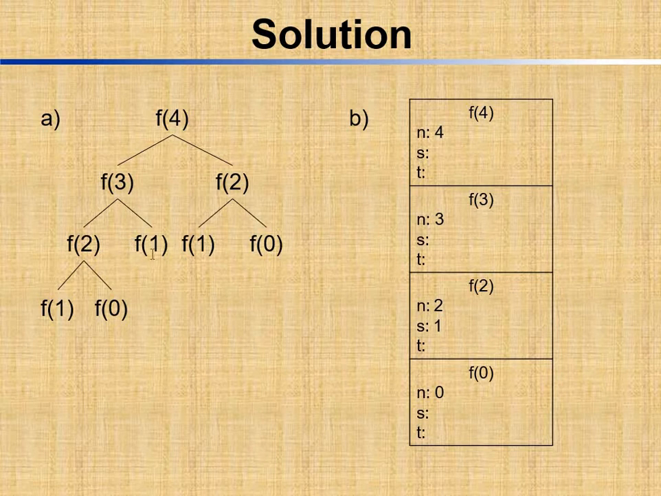here F2 and F1 are coming, and when we call this F2, F1 and F0 are coming. In this manner we can represent F0, when the value of n is 0. Okay, so in this manner we can show this activation record. So you just try from your side how we create this activation tree and activation record.